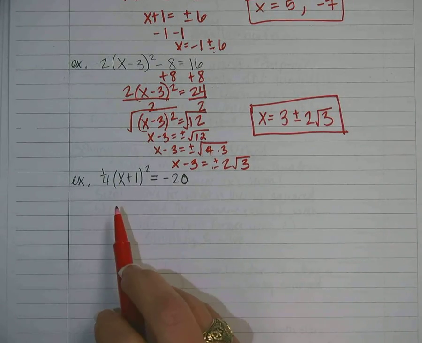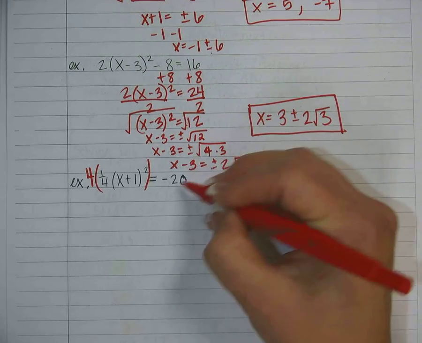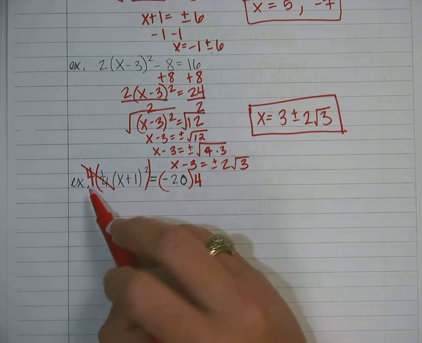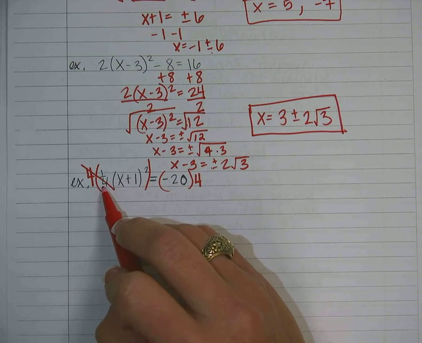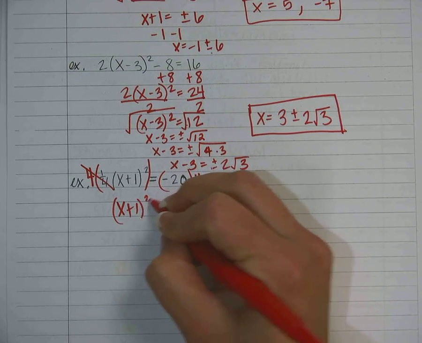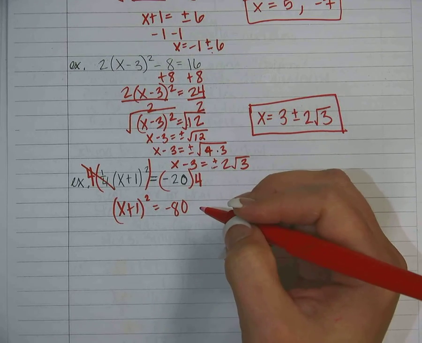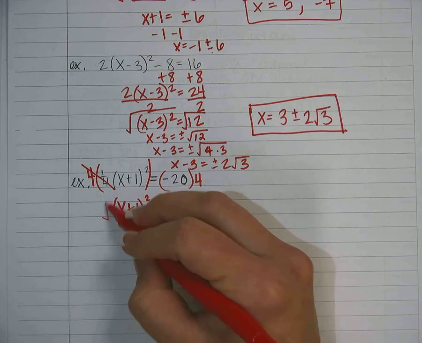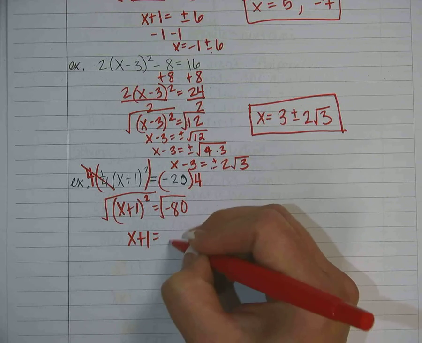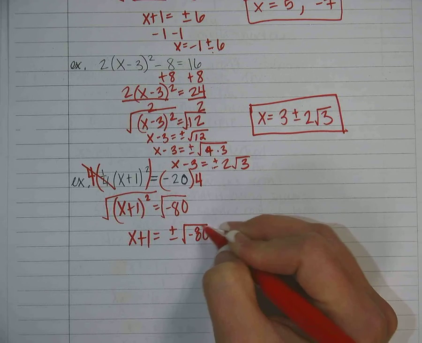Okay, first I'm going to multiply both sides by 4 to get rid of the fraction. Remember, you multiply whatever's on the bottom to get rid of the fraction. So I'll have x plus 1, quantity squared equals negative 80. Then I'm going to take the square root of both sides. I'll get x plus 1 equals plus or minus the square root of negative 80. Then I need to simplify negative 80.